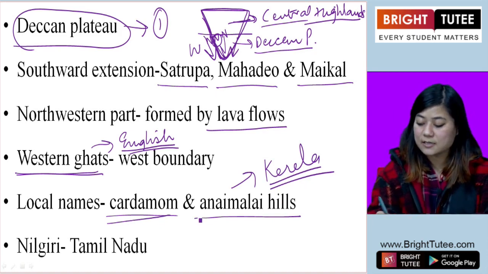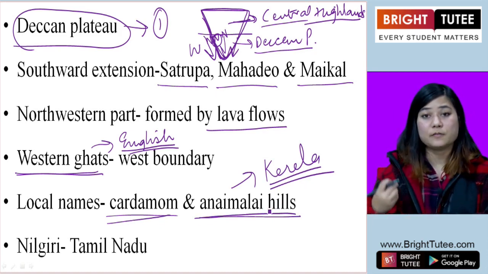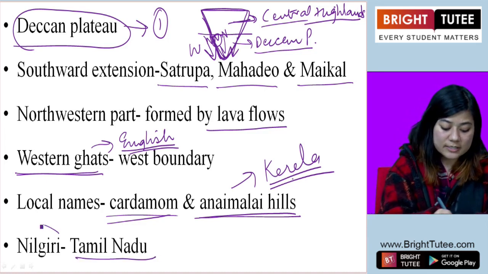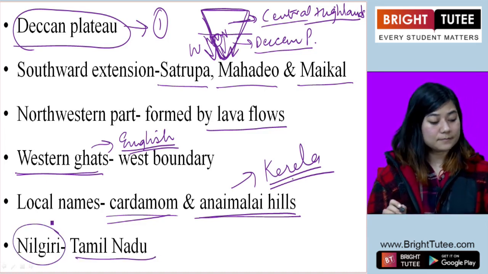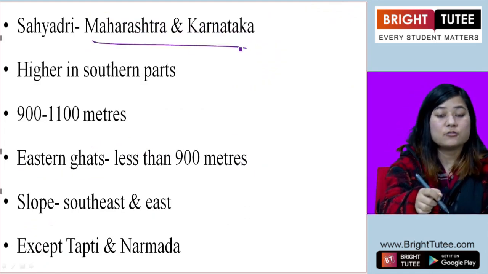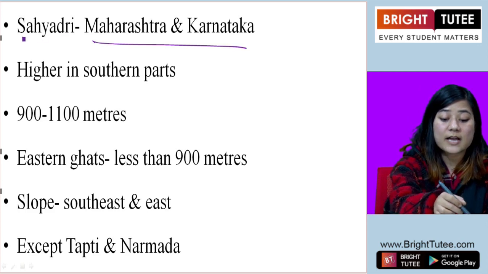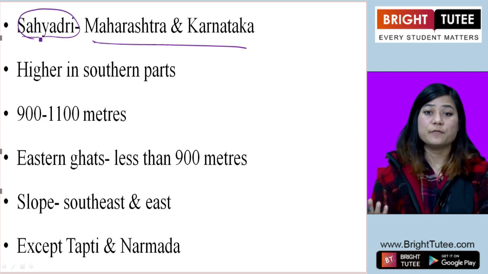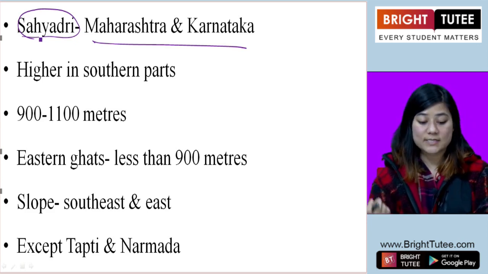So this is the local name given by the people in Kerala. In Tamil Nadu, it is called Nilgiri. Okay. And in Maharashtra and Karnataka, it is known as Sayadri. Okay, so as you can see, there are three different local names for Western Ghats.